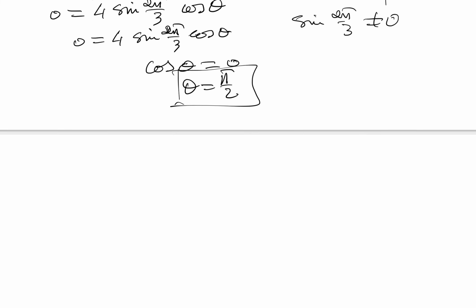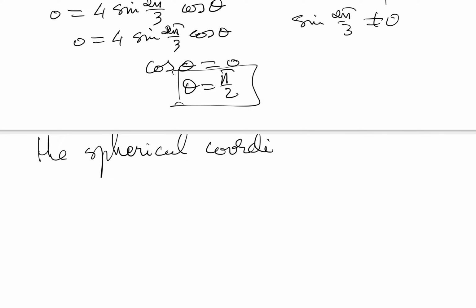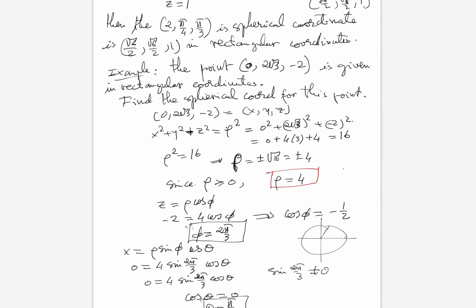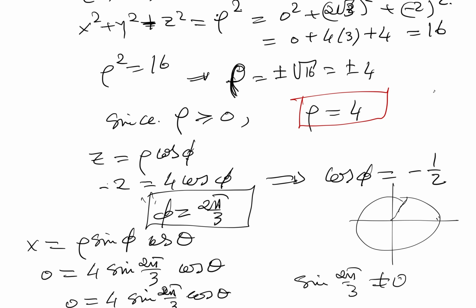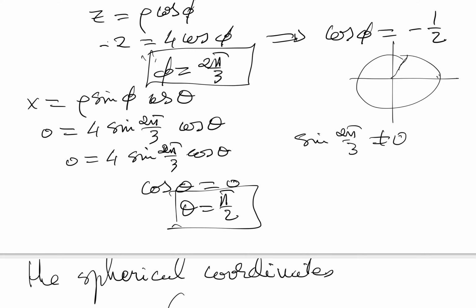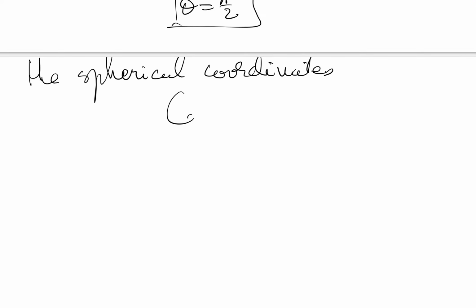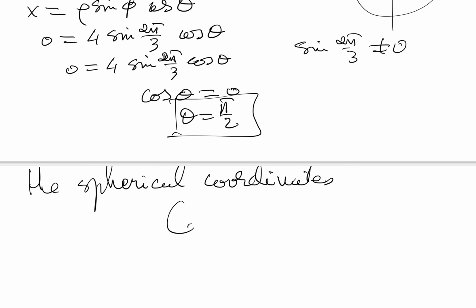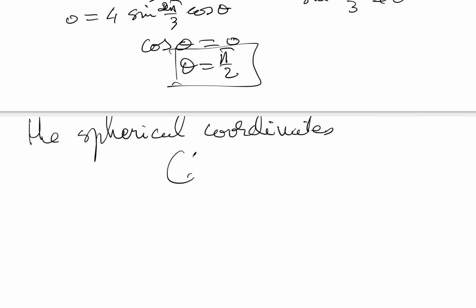Now you're done. Now you have the spherical coordinate. The spherical coordinate is rho first. That's the question they ask us. It's rho, theta and phi. The rho is 4, so write down 4, and the next one is theta, and theta is pi over 2, and the last one is phi, 2 pi over 3. That's it.